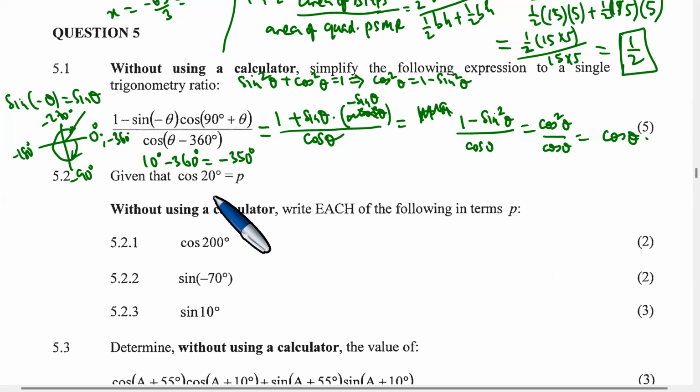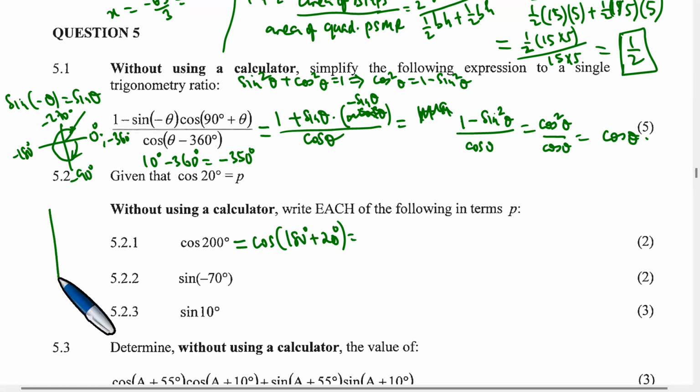Given that cosine 20 degrees is P, find cosine 200. First, you need to break it down to the 20. So you can say 200 is the same as 180 degrees plus 20. In which quadrant is 180 plus?